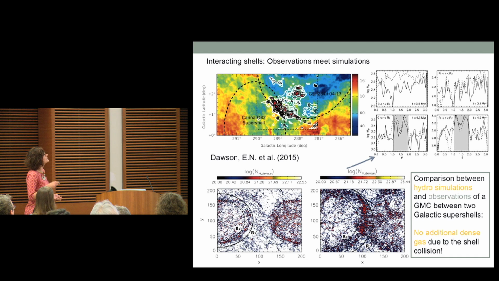She showed the other day this cloud squashed between two supershells. And we wanted to prove that this could be because of the collision, because it's so nicely placed between the shells. So we compared with these hydro simulations I just showed you, and we measured how much cold gas you have in the area between these two radii of the shell. And this is shown here.